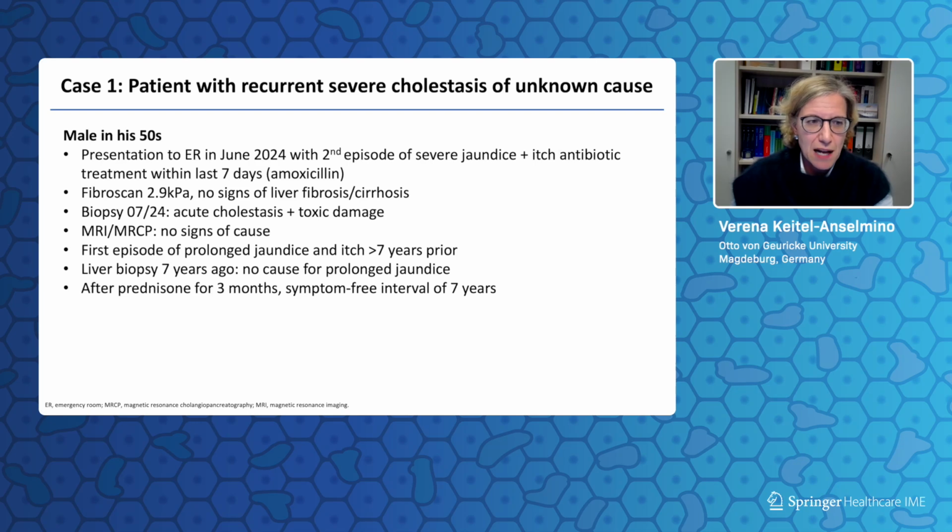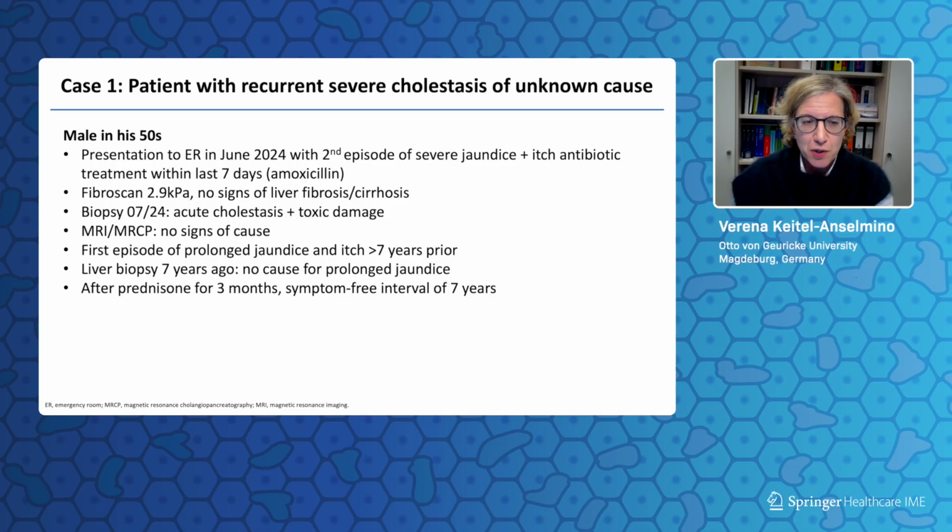To give you an example, this is a patient in his 50s. He presented to our ER in June with his second episode of jaundice and itch after antibiotic treatment within the last 7 days. He had a normal fibroscan on presentation, and he had a biopsy a month later because things didn't get better, and it showed acute cholestasis and toxic damage.